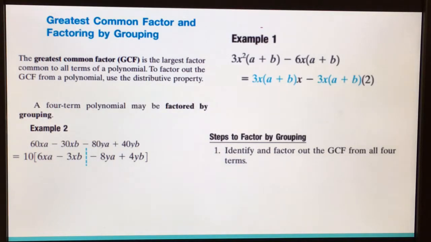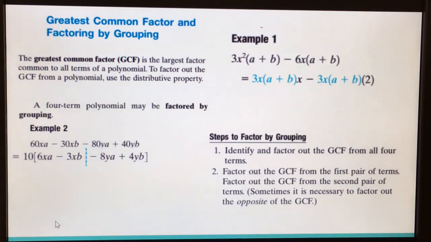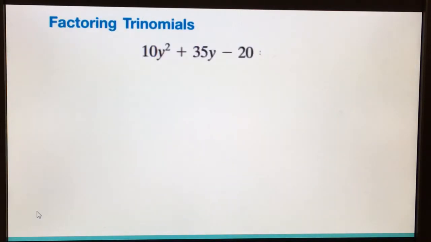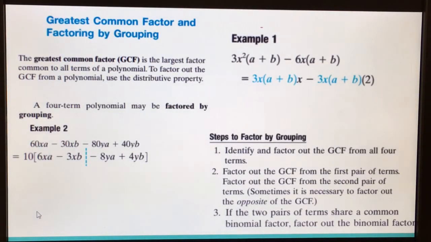Now see that broken line or dashed line between the two terms, that shows us how we're going to group the terms together. So we're grouping 6xa minus 3xb together, and negative 8ya plus 4yb together, so that we can take out a GCF. Now factor out the GCF from the first pair of terms and the second pair of terms. So this is going to be 10.